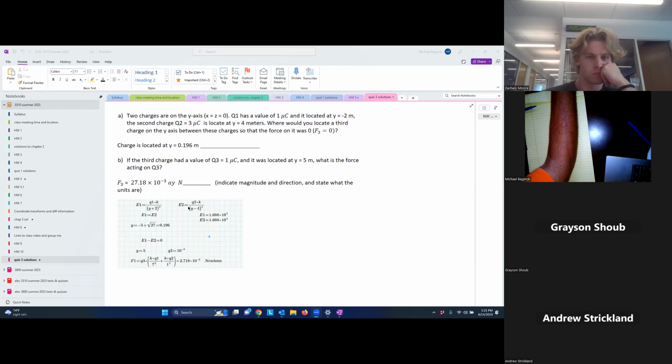And then the second electric field that will be in the opposite direction will be K Q2 over y minus 4 squared, because this one's located at +4. And of course, this field will be negative. So it means that E1 plus E2 would be 0, or E1 is equal to E2 in magnitude. You all follow me on that, class? Yeah.